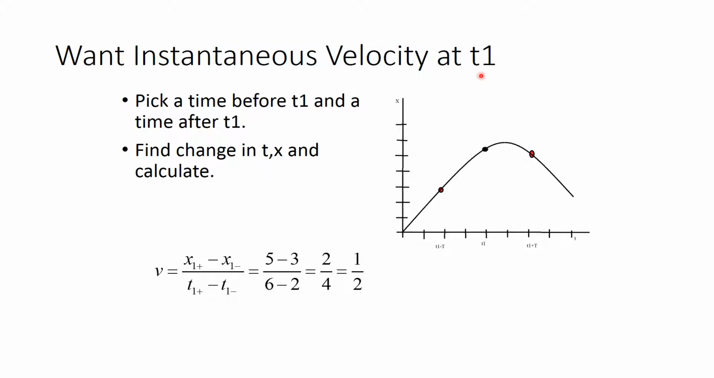So let's work with this example. We want the instantaneous velocity at time equals t1. We have our t-axis along the horizontal. We have our position axis along the vertical, in this case, x.